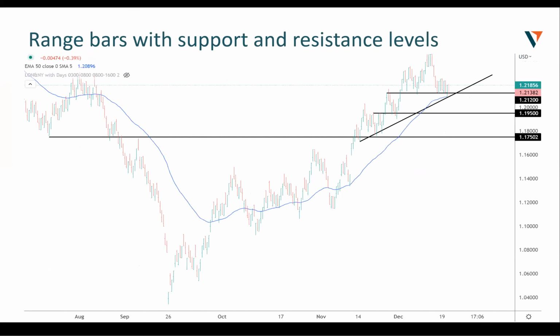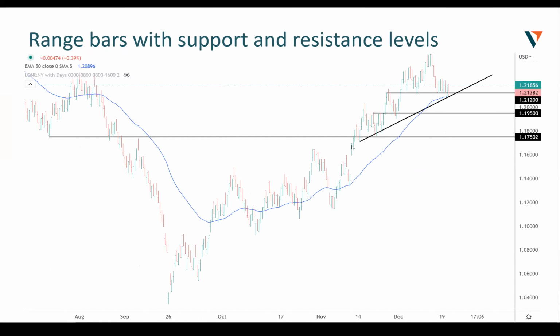Yeah, so this is an example of how we can combine range bars with support and resistance levels. When you load a range bar, this is an example on pound dollar, I believe. Having loaded the range bars on TradingView, you can take a look at the different levels. This is on the daily chart. Once you have loaded the chart, what you want to do next is to identify the horizontal levels.